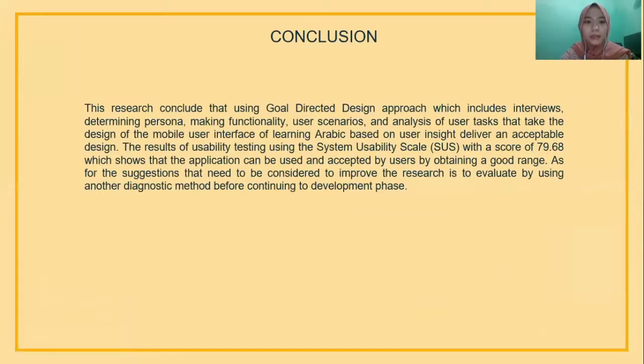And conclusion. This result concludes that using the goal-directed design approach, which includes interview, determining persona, mapping functionality, user scenario, and analysis of user types, the design of the mobile user interface for learning Arabic based on user insight delivers an acceptable design. The result of usability testing using the System Usability Scale, or SUS, with a score of 79.68, shows that the application can be used and accepted by users, obtaining a good range. As for the suggestion to improve the research, it is to evaluate using another diagnostic method before continuing to the development phase.